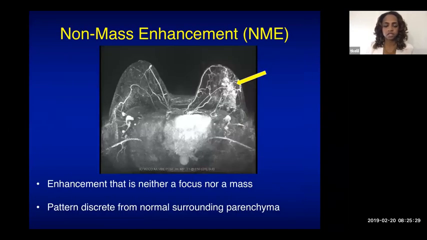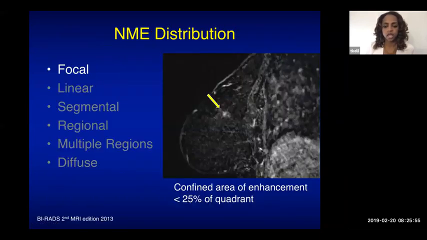So we've looked at focus and mass, and now we'll move to the third type of abnormal enhancement, which is non-mass enhancement, or NME. That is enhancement that's neither a focus nor a mass, but the pattern is discrete from normal surrounding parenchyma. So here you see an example of non-mass enhancement. It's not really a mass or a focus, it's occupying a large part of the breast, and that's what we would describe as NME.